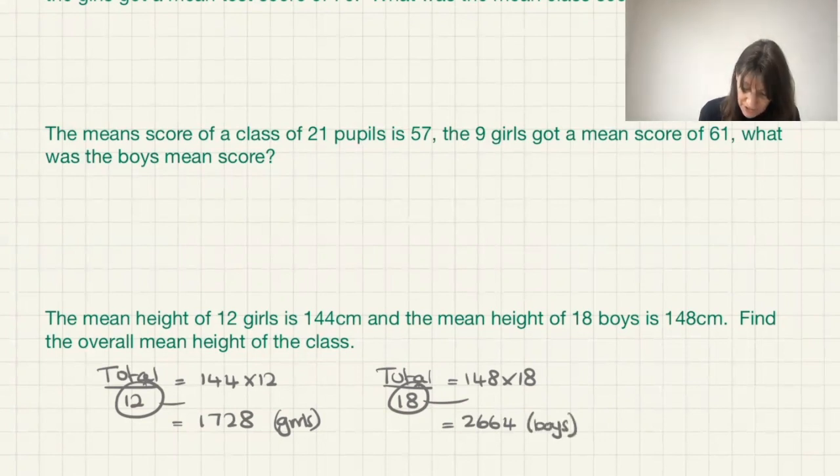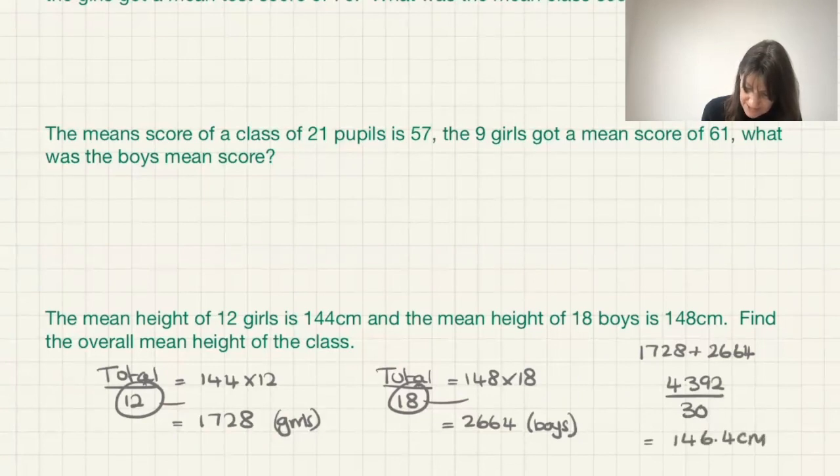The total of the class means I need a total. So 1,728 plus 2,664. That's going to give me a total of 4,392. I'm going to divide that through by the total in the class. 18 plus 12 is 30. And that's going to give me 146.4 centimeters. Keep the units if you've got units.